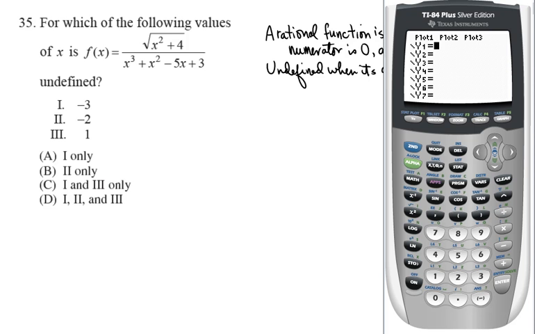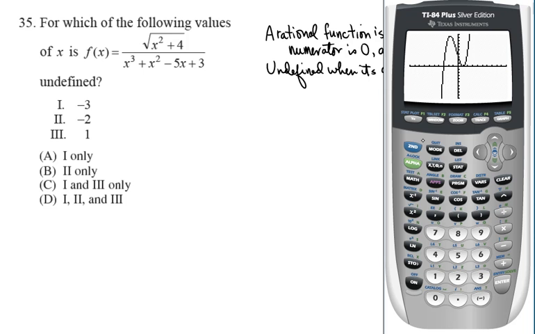and we'll go ahead and put in this function: x to the third plus x squared minus 5x plus 3. And since we're only really concerned with x equals -3, -2, and +1, we should be able to zoom standard, option 6, and see where our zeros may lie.